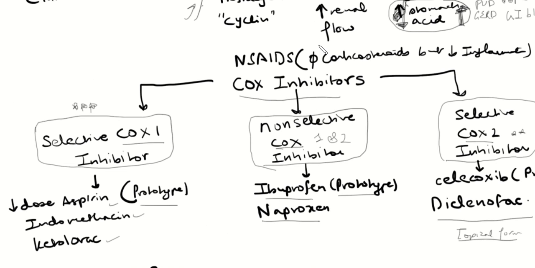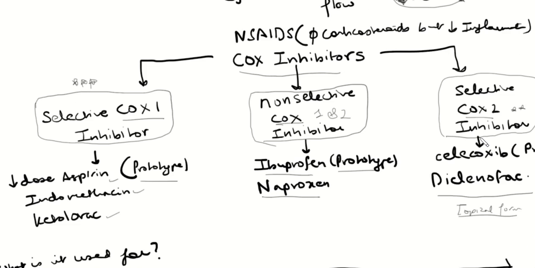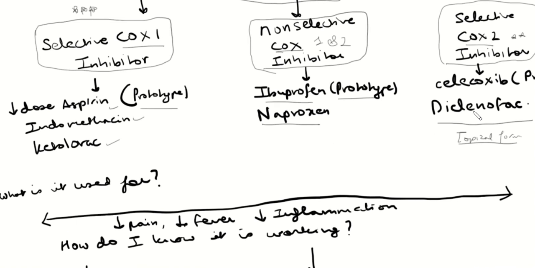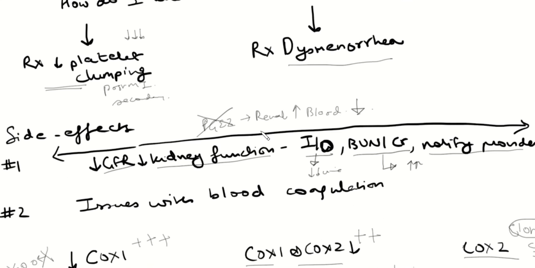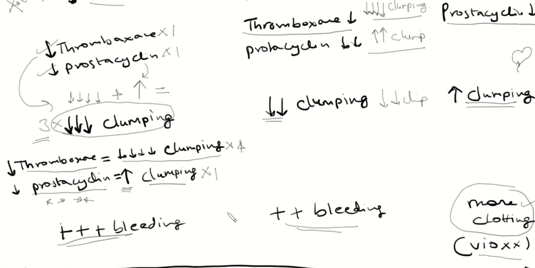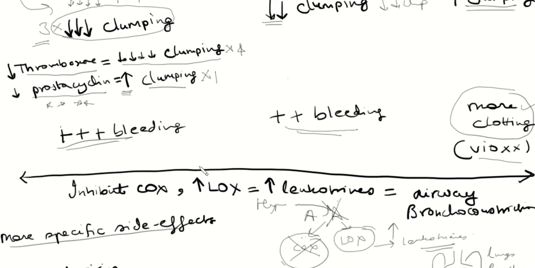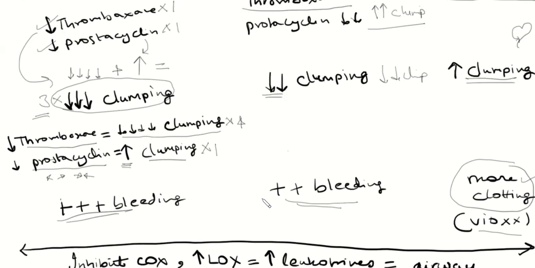So NSAIDs: selective COX-1, non-selective, and then selective COX-2. We talked about the prototype. All three of them will decrease pain, fever, inflammation. That's good. All three of them will decrease the kidney function, would cause issues with blood coagulation, and would have some level of airway hyperresponsiveness.